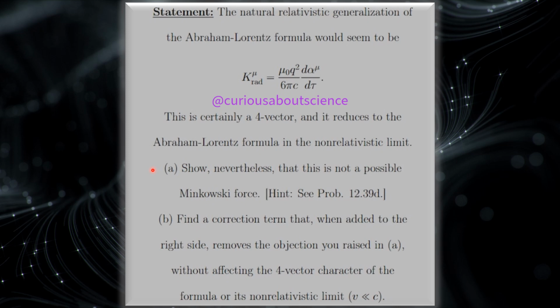And what we showed earlier is the invariant product of the proper acceleration 4 vectors, and we'll see when we dive into this question a little more how this starts to pop up into why this can actually exist. But nonetheless, it's referencing an old question, so we'll have to go pull that up. And for part B, find a correction term that, when added to the right side, removes the objection you raised in A, without affecting the 4-vector characteristic formula of its non-relativistic limit. So again, this Abraham-Lorentz seems to just be a problem coming up again and again, but it needs to be handled because radiation theory is quite dense and used in a lot of spots, so it's worth investigating.